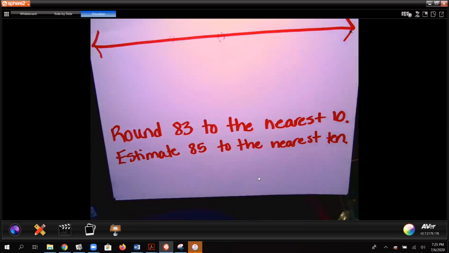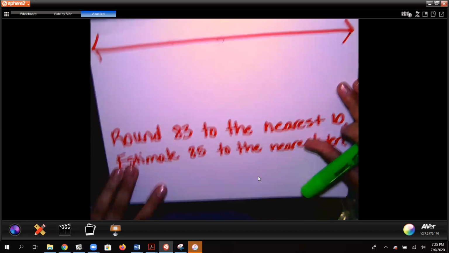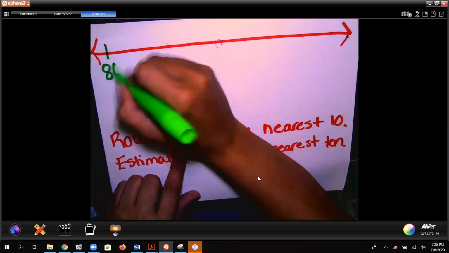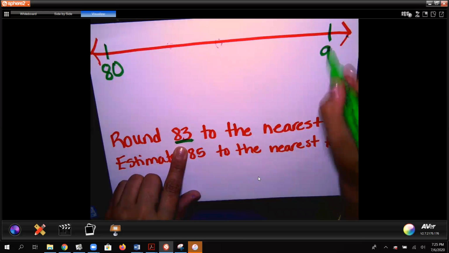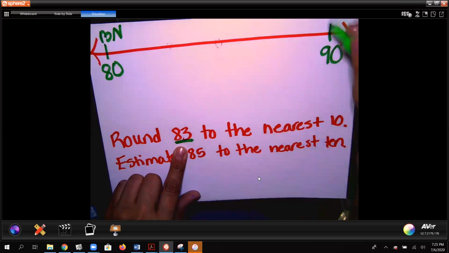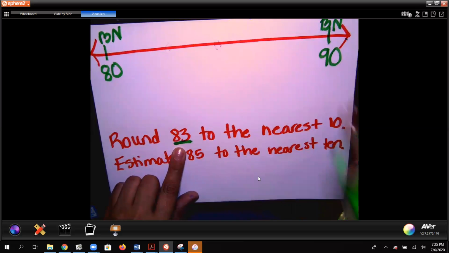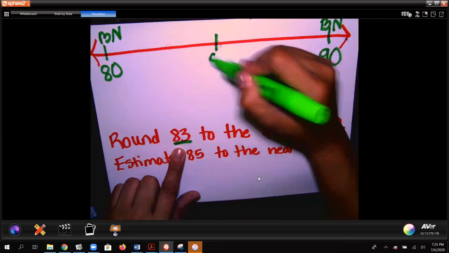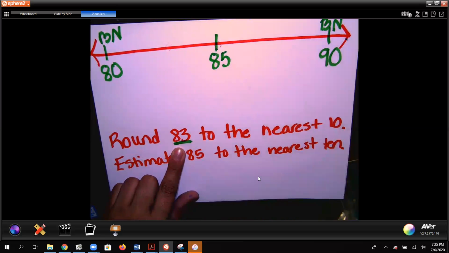Now think of the boundary numbers. Remember, you always have boundary numbers. 83 is in between 80 and 90. This is a boundary number. I'm going to put B in for boundary number and B in for boundary number here. And we're still missing our midpoint. So our midpoint goes right in the middle. So what is halfway between 80 and 90? That's right. That would be 85.